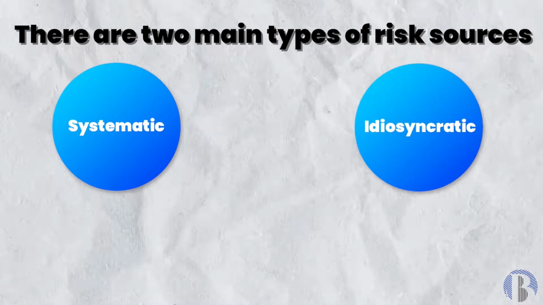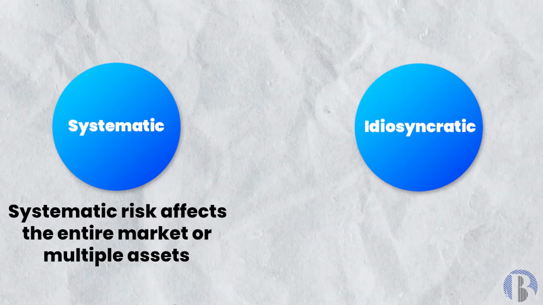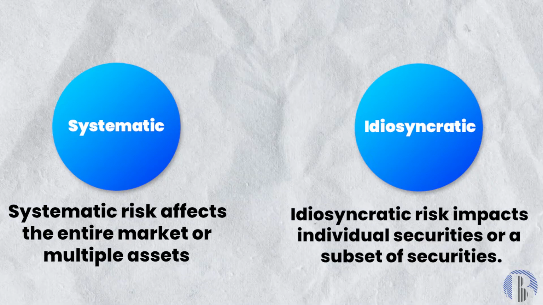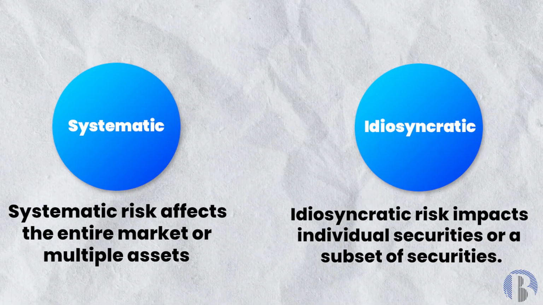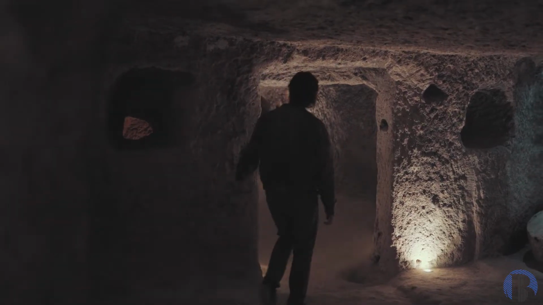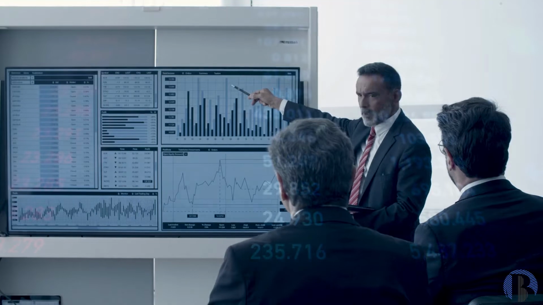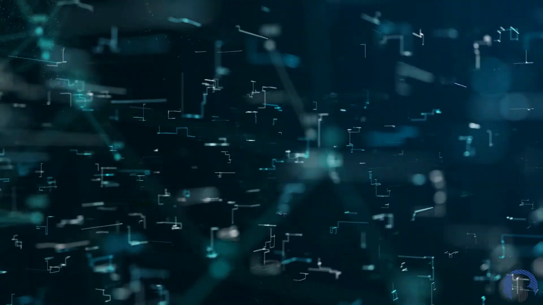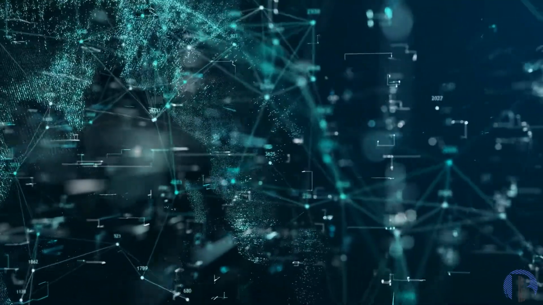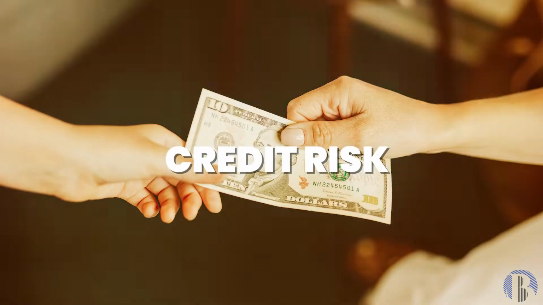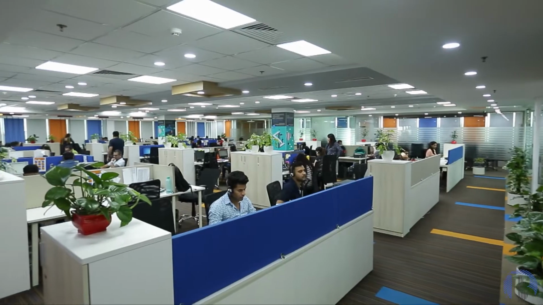There are two main sources of risk: systematic risk and idiosyncratic risk. Systematic risk affects the entire market or multiple assets together, while idiosyncratic risk impacts individual securities or a subset of securities. Let us next explore some examples of these sources of risk. Systematic risk includes interest rate risk and market risk, which influence the overall economy and market conditions. On the other hand, idiosyncratic risk encompasses liquidity risk, currency risk, credit risk, political risk, and inflation risk as they pertain to specific sectors or securities.